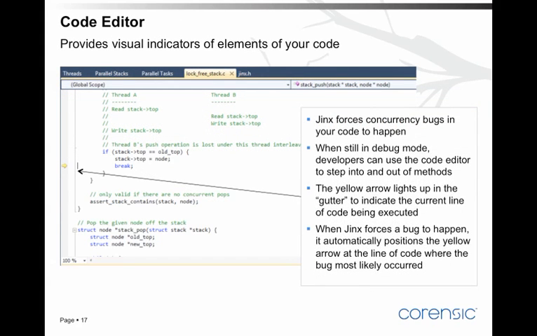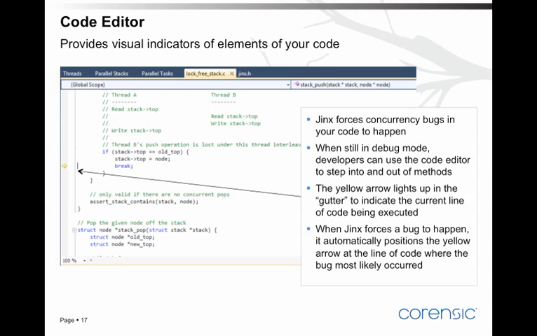And of course, the code editor provides a visual indicator of all the elements in your code, and once Jinx forces the concurrency bug to happen, when you're still in debug mode, you can use the code editor to step into and out of methods, and the yellow arrow lights up in the gutter to indicate the current line of code being executed.